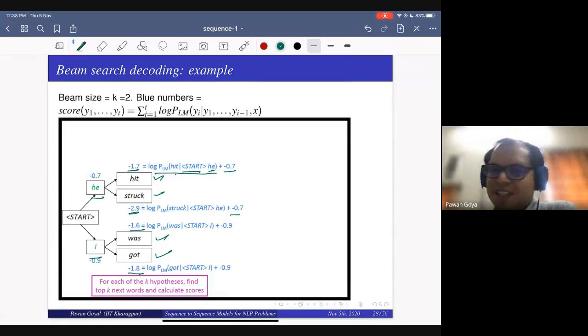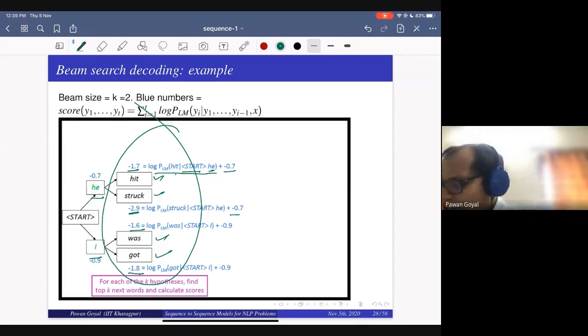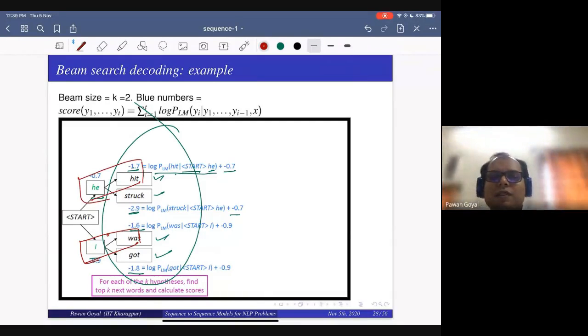So what should you do at this point? Again, we should consider the highest probabilities. From here, I choose the top 2. What are the top 2? Minus 1.6 and minus 1.7. So I choose these sequences, that means I watch and he hit, and I forget about these 2. And now I continue further.